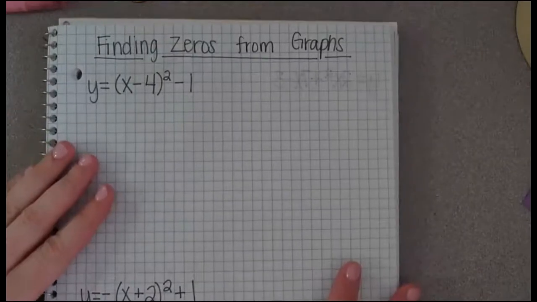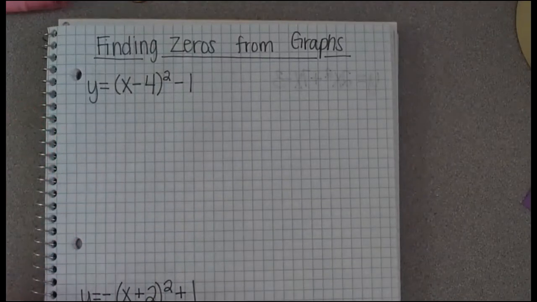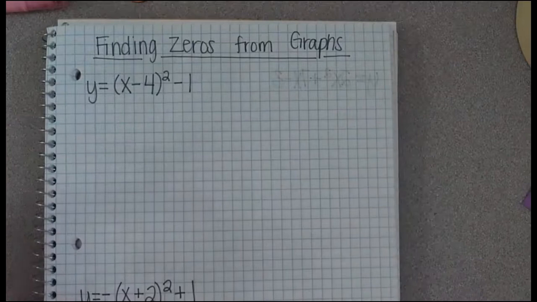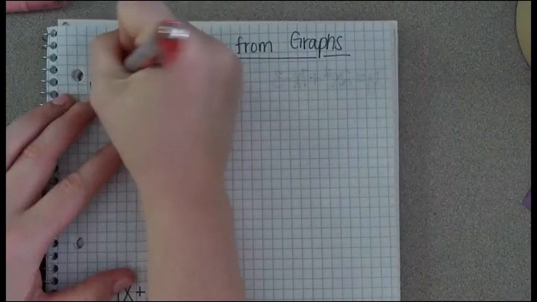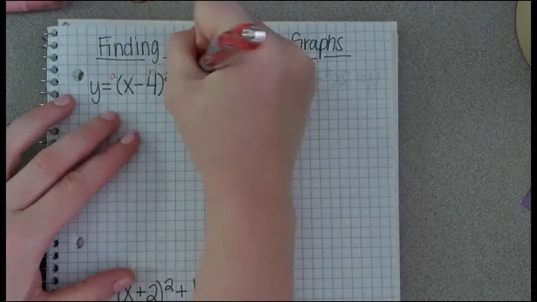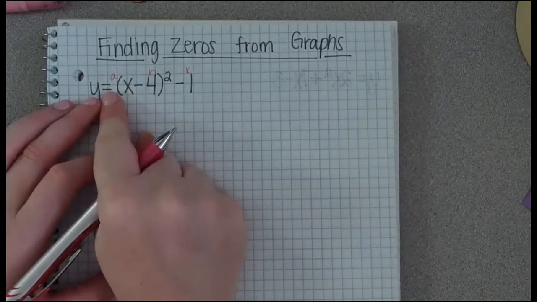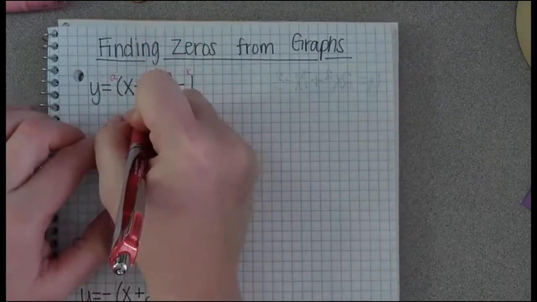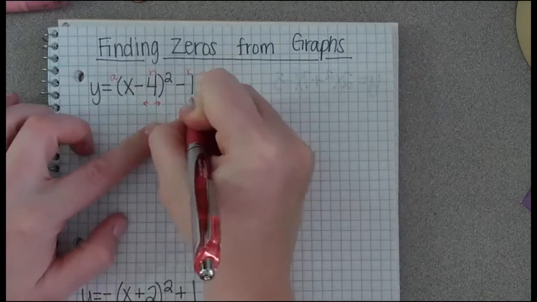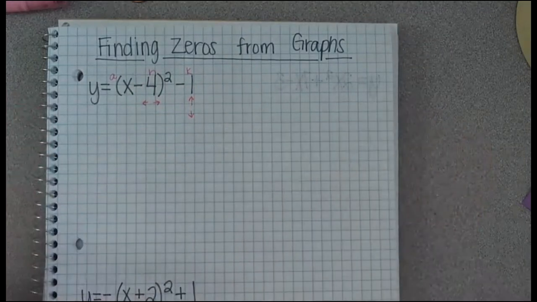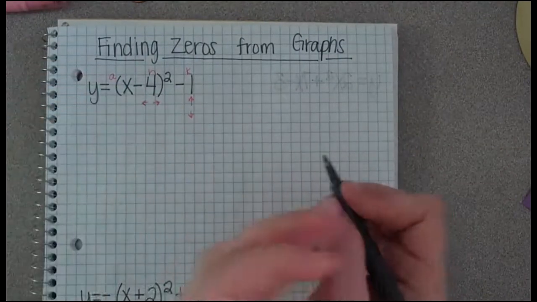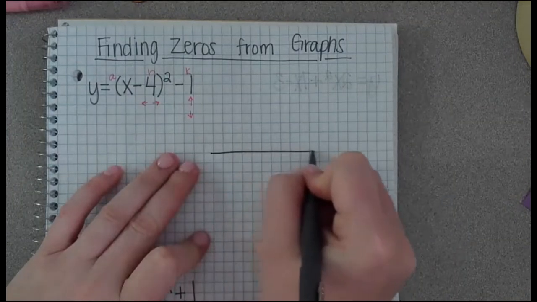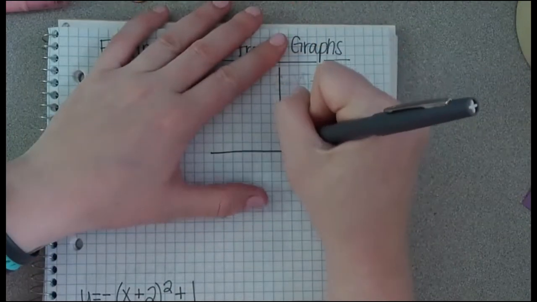Okay, so this is finding zeros from graphs. I'm going to show you based on our transformations and our A, H, and K first, and then we will talk about how to do it in a graphing calculator. So if we have A, H, K, remember there is no A, so we're going to use 1. The H tells you left or right, and the K tells you up or down. When I say left or right or up or down, I'm talking about where you move the vertex to. So I'm going to go ahead and graph this.